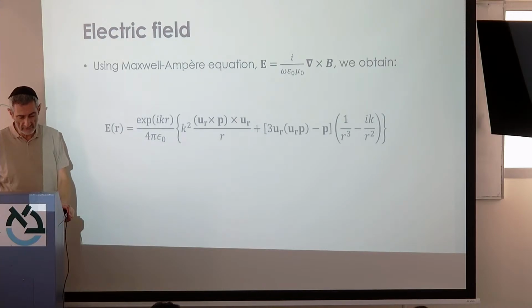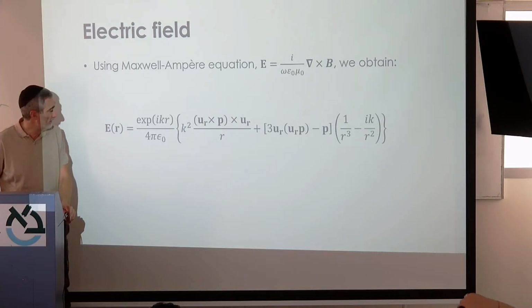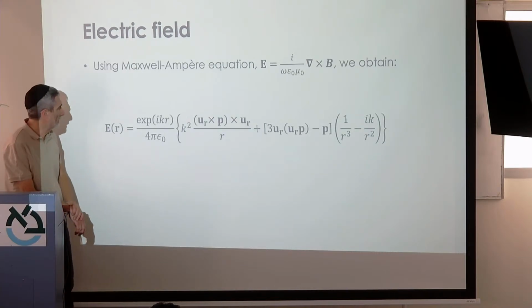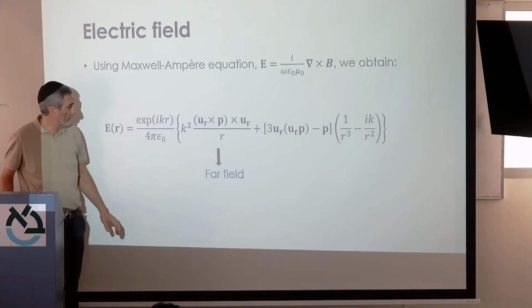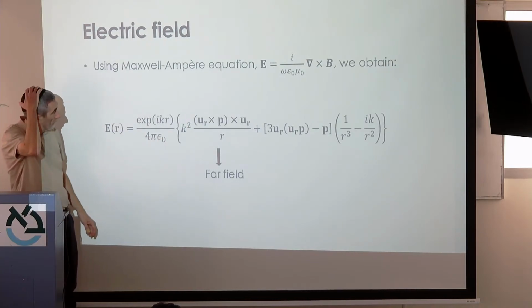You have these different terms taken with the rotational of B. I don't go into the calculus. Now we start to be a little more complicated, a little more involved. But how do we read this equation? You have a first term here, which is the far field term.